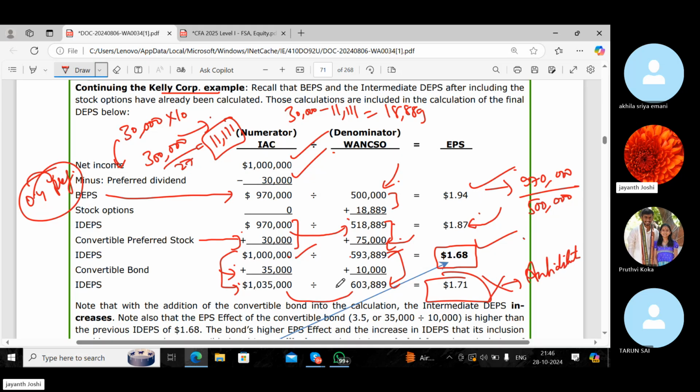Anti-dilutive is the case when, despite more shares being added, the EPS is not getting diluted or is not decreasing. That condition is anti-dilutive. This is where we have to stop. So our diluted EPS will be 1.68 as per the data. Just have a look at this. When the EPS stops diluting, that is the diluted EPS. Anything that is anti-dilutive, we should not go beyond.